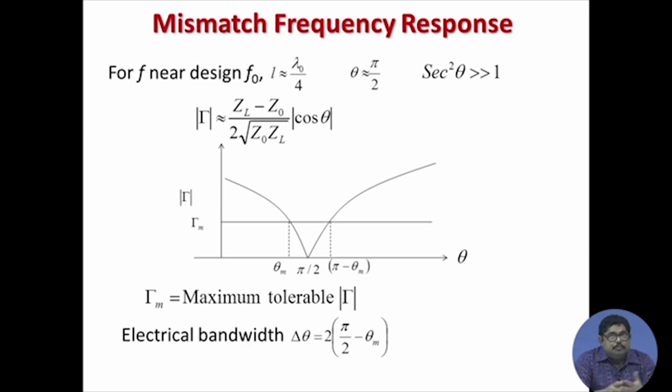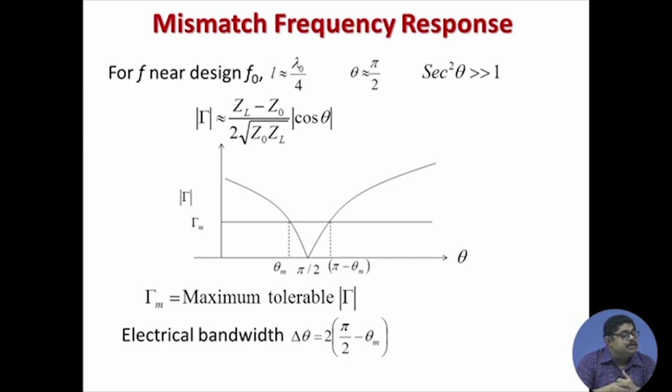Now, we say that we are not very far away from the design frequency, that means f is quite near to f naught, and L also is not very far from lambda naught by 4. So, theta, which is beta into L, also is quite near to pi by 2, and so we can see that the reflection coefficient near the design frequency has a roughly cosine variation.